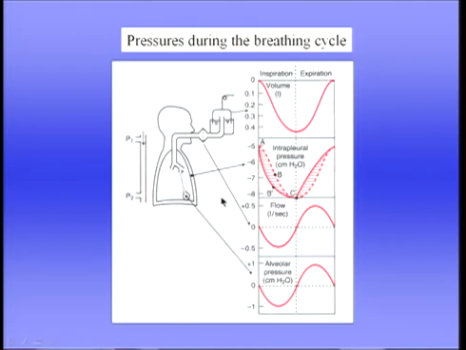Okay, so those are the pressures and the flows during the breathing cycle, a little bit complicated initially, but very important to understand, because when we're ventilating a patient in the intensive care unit with a mechanical ventilator, we've got to understand all the factors involved. Now let's talk about the factors determining airway resistance.